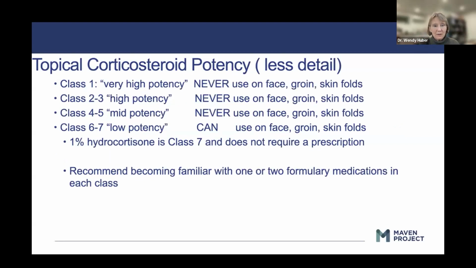And you've got the topical corticosteroid potency, which has very high potency. Class 2 to 3 is high potency, class 4 to 5 is mid potency, and 6 to 7 is low potency. So I wanted to just take a moment to talk a little bit about 1% hydrocortisone, which is a class 7 potency level, and that can be used on the face, groin, and the skin folds.